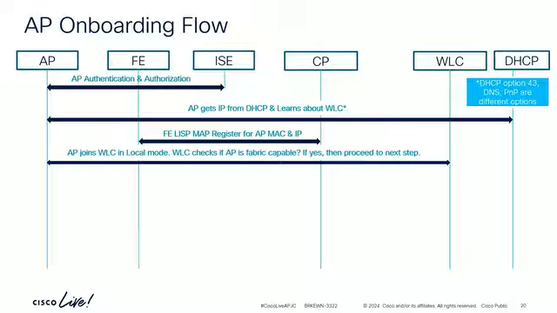And what happens? The WLC looks at that join and checks if this AP is Fabric enabled or Fabric capable or not, right? Is it Fabric capable? How does it check? It looks at whether it is a wave 1 or wave 2 AP or not. So once that is checked, then it goes to the next step, right? Yeah. In terms of option 43 in the DHCP, what is the preference?